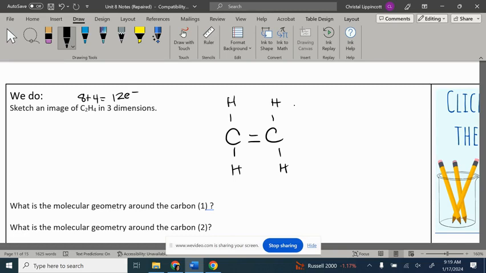You're looking at one of the carbons. So we're going to call this carbon 1 here, and this carbon 2. You have this carbon. It has 1, 2, 3 atoms attached to it, and no lone pairs of electrons. What would it be? Trigonal. Yes, that one. Trigonal what? You have planar and pyramidal. Planar. Very good. And what is its bond angle?